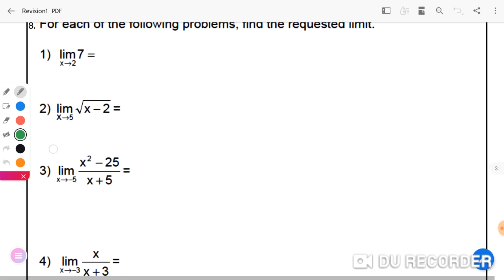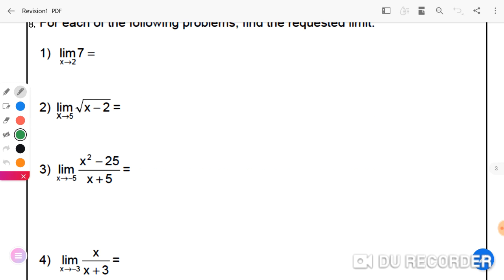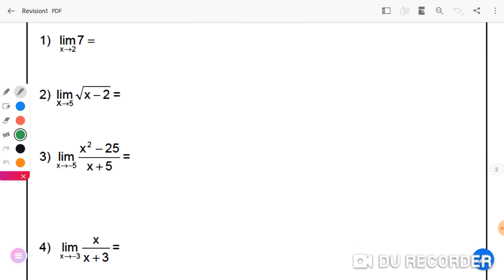For the following, I think it's so easy, this one also. Here, the limit of any number will be the same number, that is from the properties of limit. The limit of any constant will be this constant. Replace first. If we get a number, it will be the limit. Square root 5 minus 2, it will be square root 3.